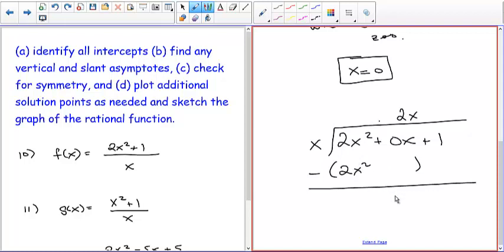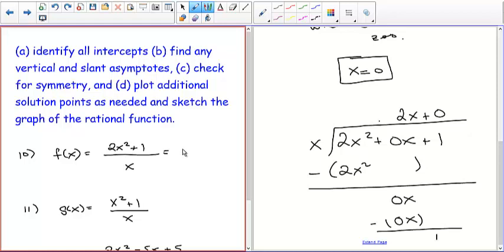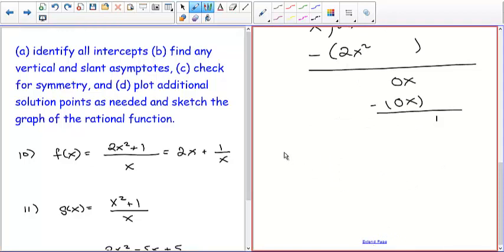I bring this down, and then I say, what do I need to multiply x by to get 0x? Well, the answer is 0. So 0x times 0 is 0. I'm subtracting that. What I'm left with is a remainder of 1. So one thing you can say is that if you take this, you'll get 2x plus the remainder over the original expression.